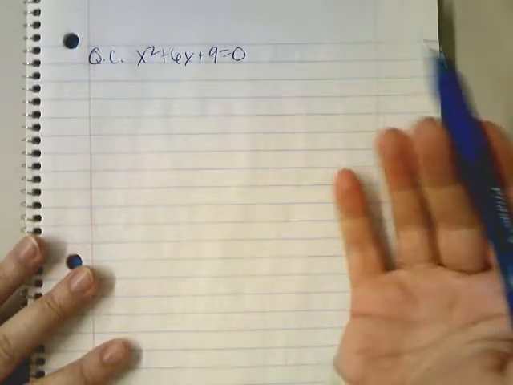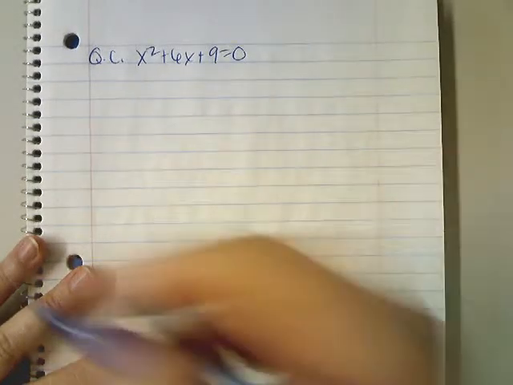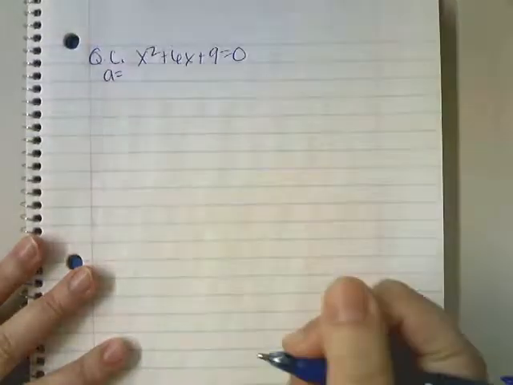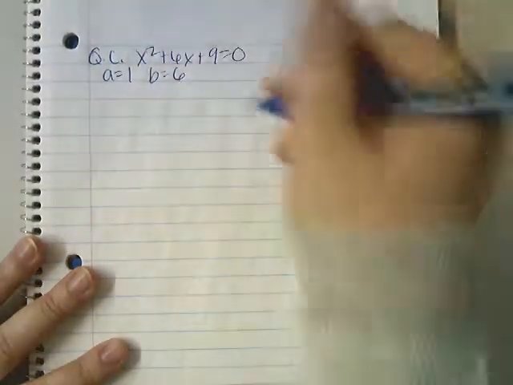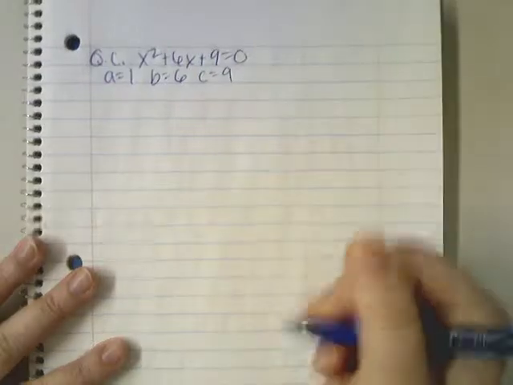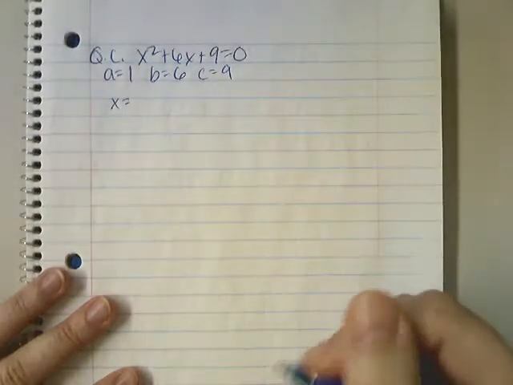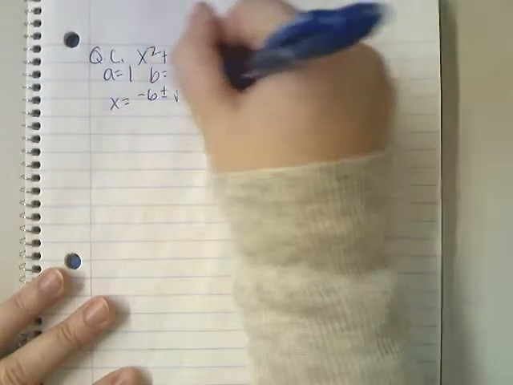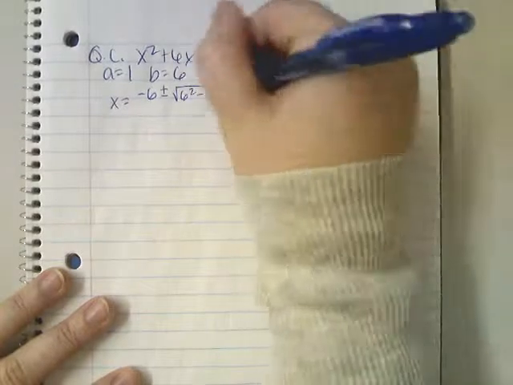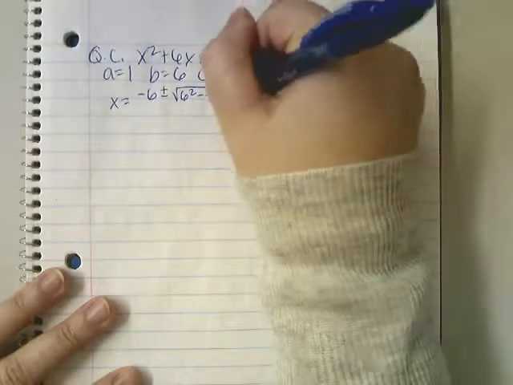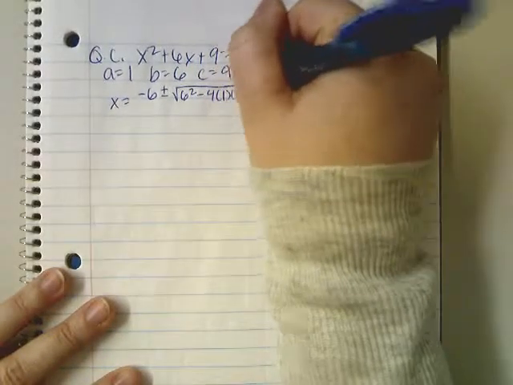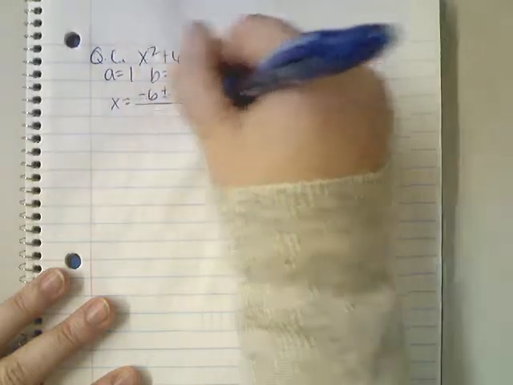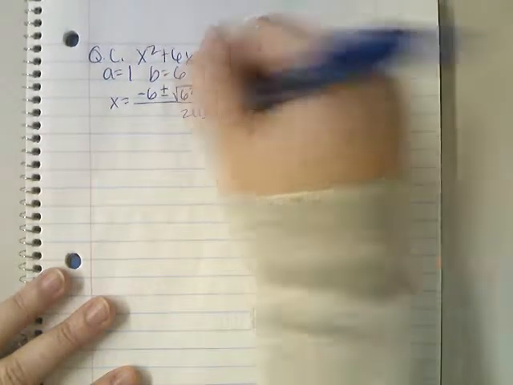So I do not need to rearrange this into standard form because it is already in standard form. So then I just identify my a, b, and c values. In this case, a is 1, b is positive 6, and c is positive 9. So since I have those, I'm going to go ahead and substitute into quadratic formula. So I have x is equal to negative b, which is negative 6, plus or minus the square root of 6 squared minus 4 times 1 times 9, or 4 times a times c, all of that over 2 times 1.